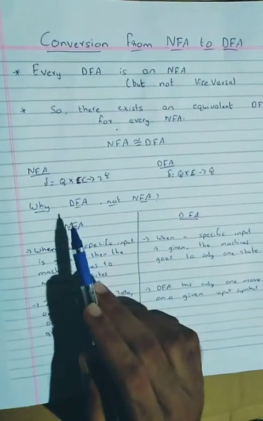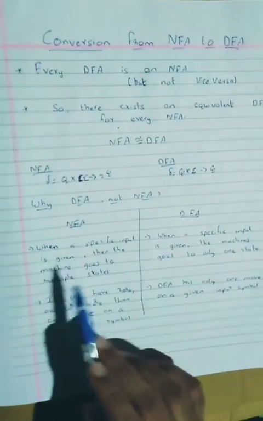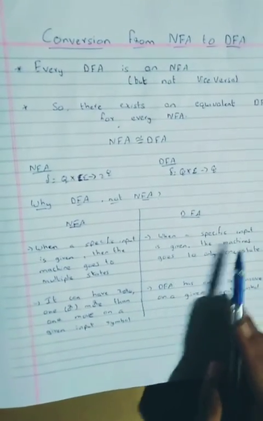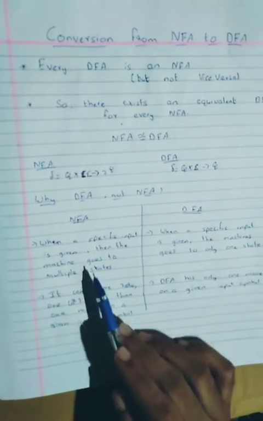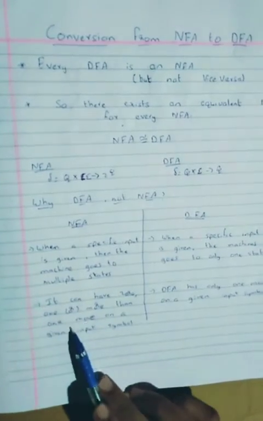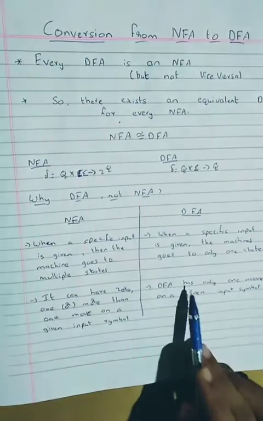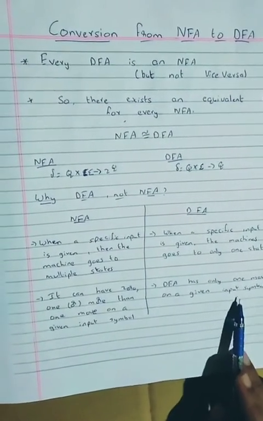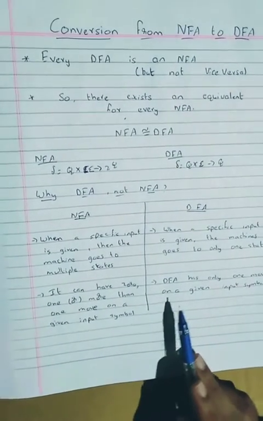Contradiction between the DFA and NFA. When a specific input is given, the machine goes to multiple states in an NFA. But in the DFA, when a specific input is given, the machine goes to only one state. In an NFA, it can have 0, 1 or more than one move on a given input symbol, whereas a DFA has only one move on a given input symbol. Here we can say that DFA is very specific, and we can go for a DFA instead of an NFA.